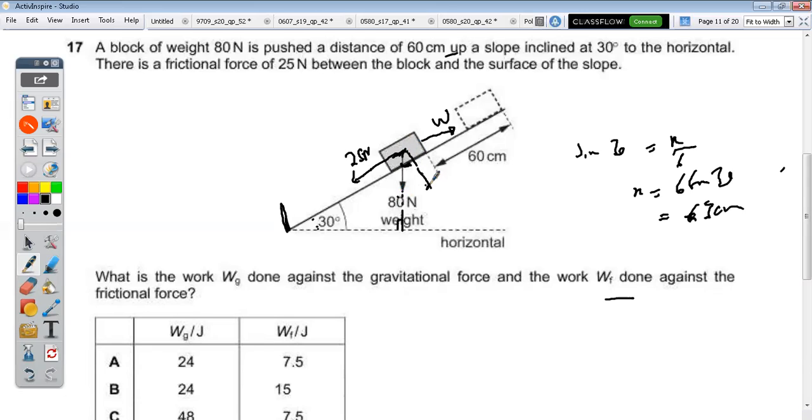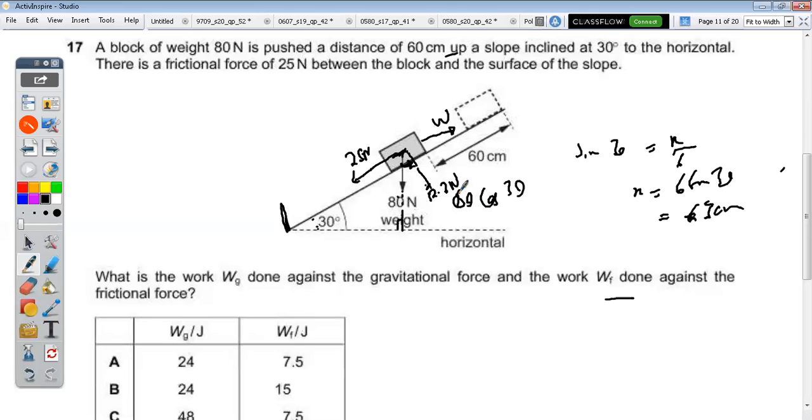Then, okay, this should be mg, 80 cos 30 degrees. So 80 cos 30 degrees is what? Yes, 12.3 newtons. Weight done against gravity.